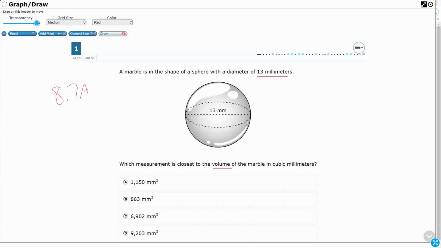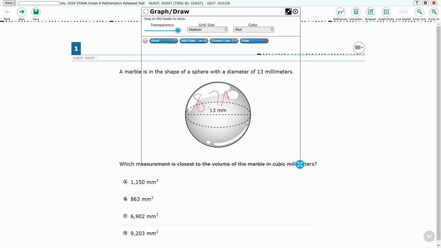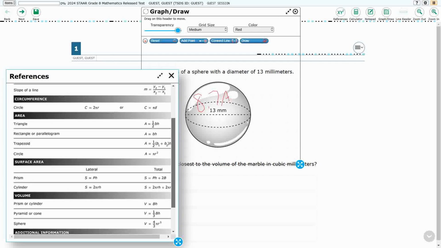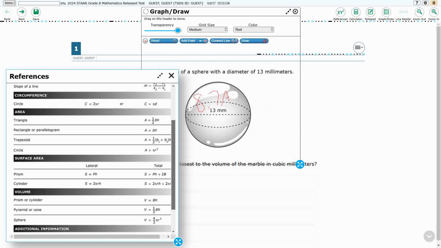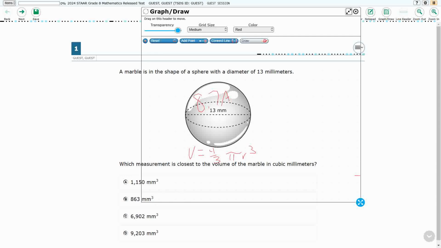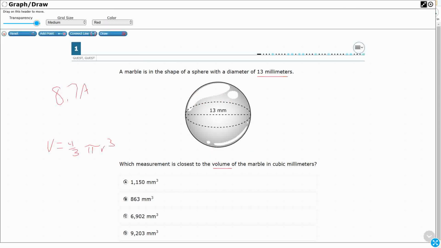All right, so in this particular case, we don't have to memorize the formula for volume. Let's look at our reference material, and we've got volume, and let's look for the volume of a sphere. You see it at the bottom there. V equals 4/3 pi r cubed. All right, so that's going to be our formula that we're using. And really, there's only one number that we're sticking in here, and that's the radius.